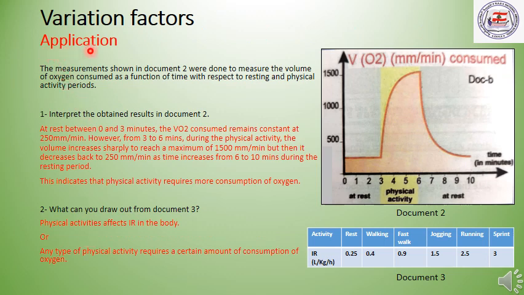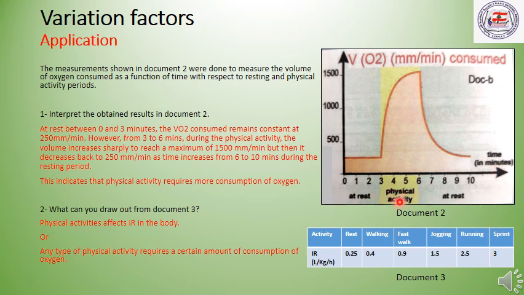Now, in this application, we're going to study some variation factors that can affect the intensity of respiration. The measurements shown in document 2 were done to measure the volume of oxygen consumed as a function of time with respect to resting and physical activity periods. Question number 1. Interpret the obtained results in document 2. As you can see, it's a graph. So interpret requires analyzing the graph and then picking up a significance.